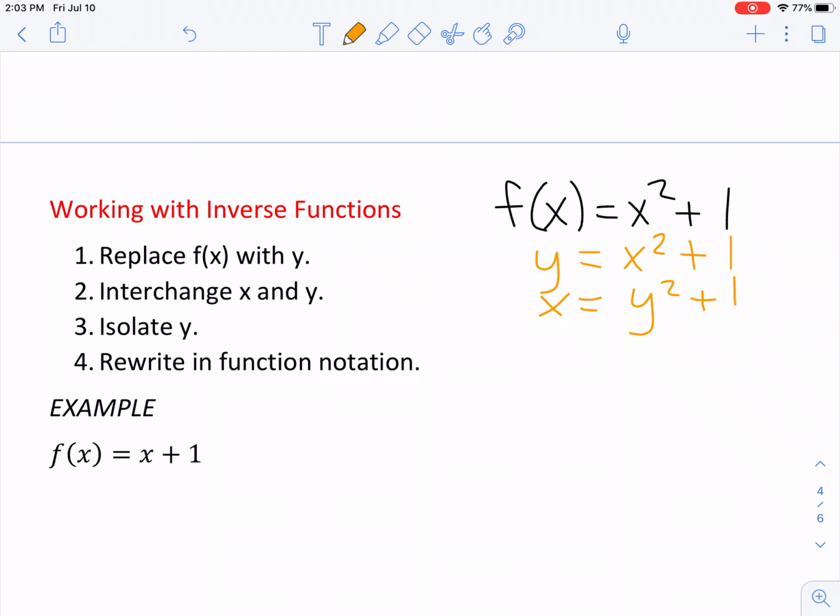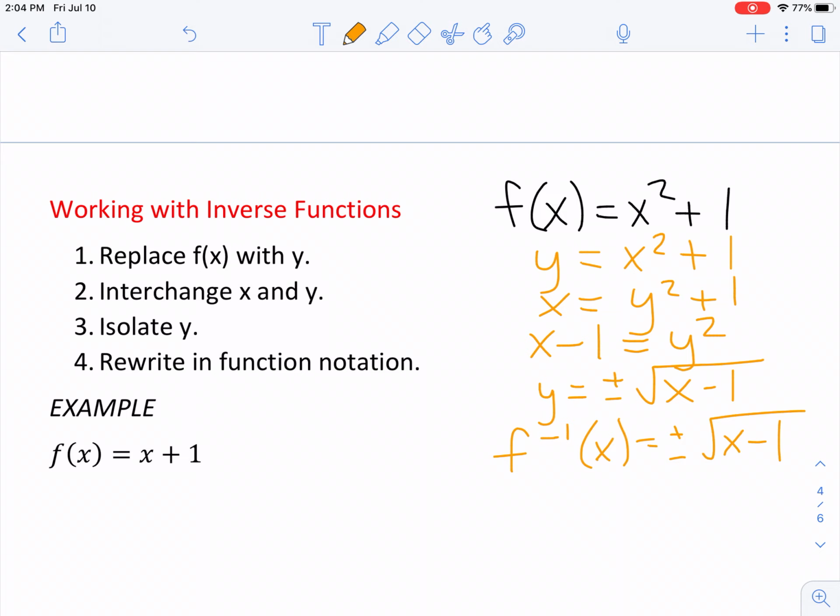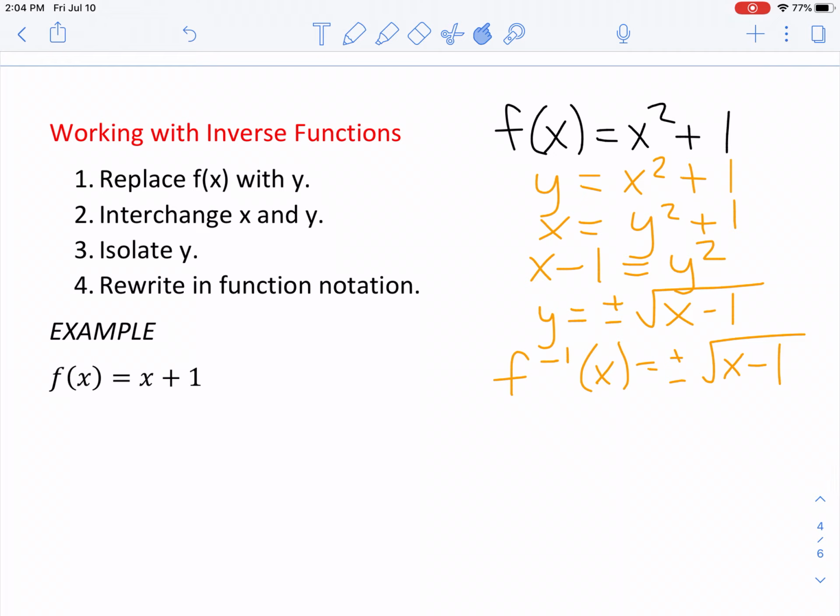I isolate y squared, so I start by subtracting 1 from both sides. And then to get y by itself, I take the square root of both sides. So I end up with y equals plus or minus the square root of x minus 1. And then I put it back in function notation. And this is my inverse notation. Okay. So that was a quadratic example. The square root function, the top and bottom branch, is the inverse of that. I should say it's not a function, just a relation.